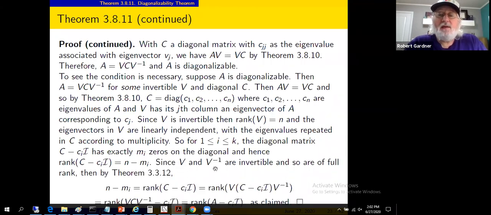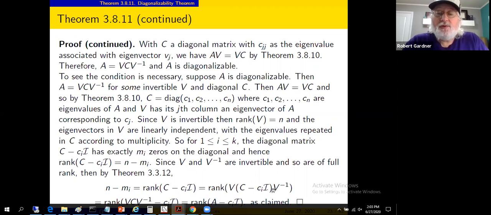V and V inverse are invertible, being the inverses of each other, and so they're full rank, and so we can do the following. N minus m sub i equals the rank of C minus C sub i, and we just said that. Theorem 3.3.12 said I can multiply on the left and the right by V and V inverse, a matrix and its inverse, and that doesn't change the rank. That's the claim of Theorem 3.3.12.